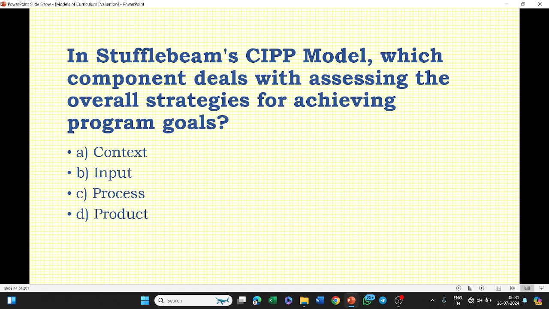Next, in Stufflebeam's CIPP model, which component deals with assessing the overall strategies for achieving program goals? Options: Context, input, process, product. Answer of this question is option B, that is input.